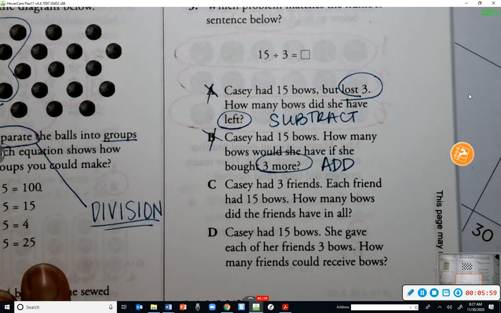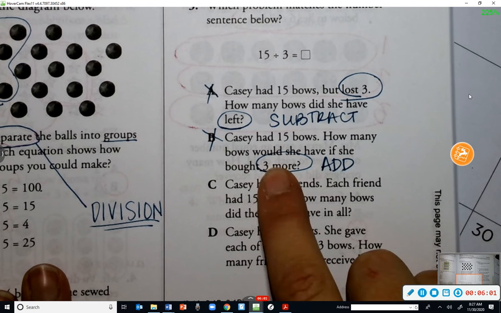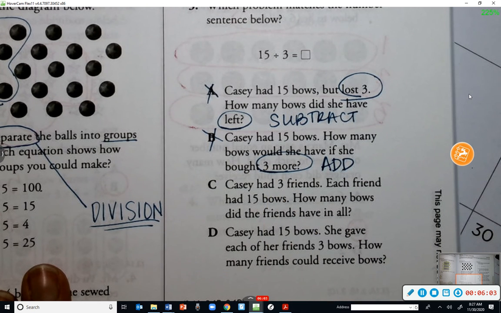Casey had 15 bowls. Casey had 3 friends. Each friend had 15 bowls. How many bowls did the friends have in all? Okay. Casey had 3 friends. Each friend had 15 bowls. How many bowls did the friends have in all?